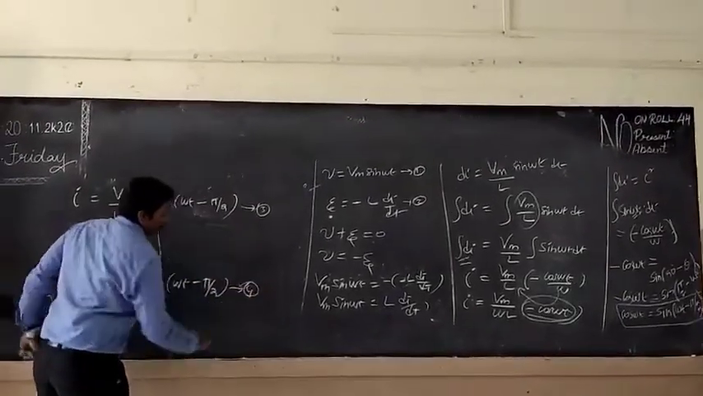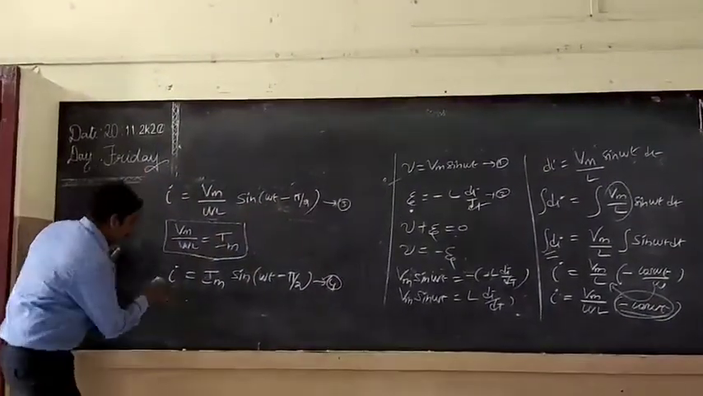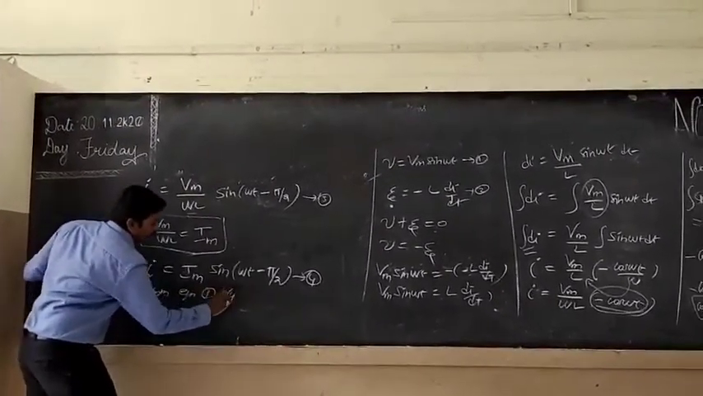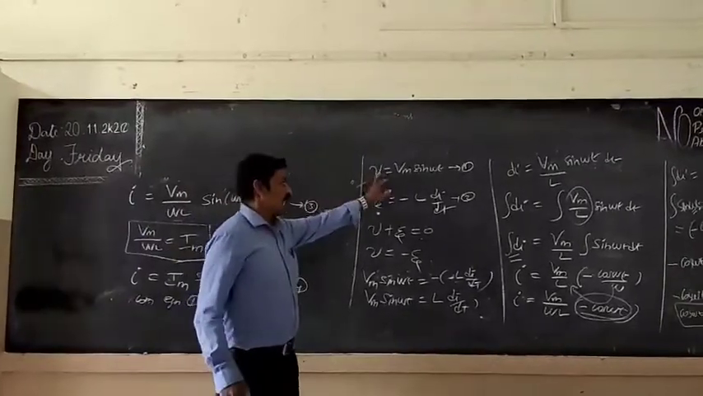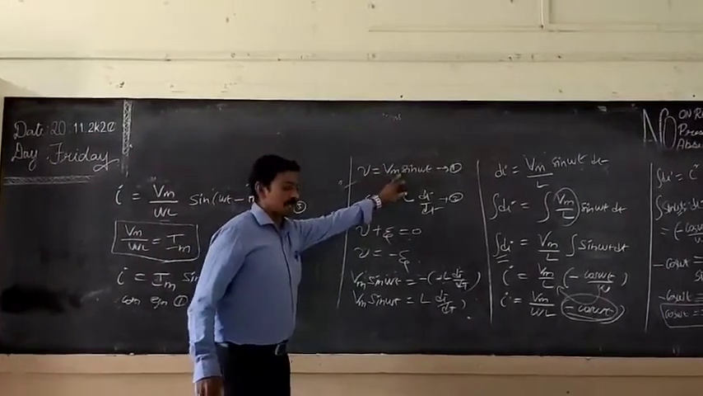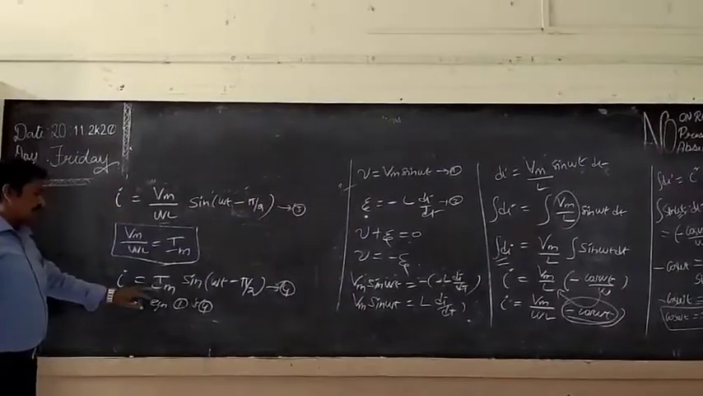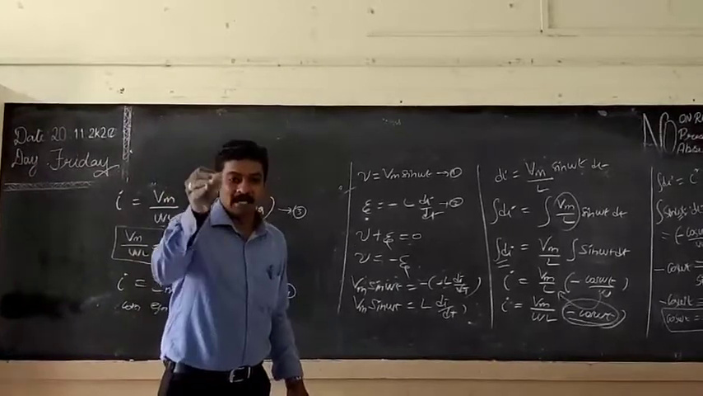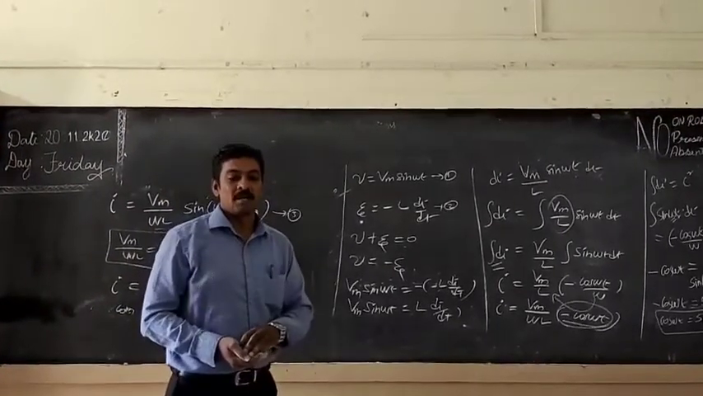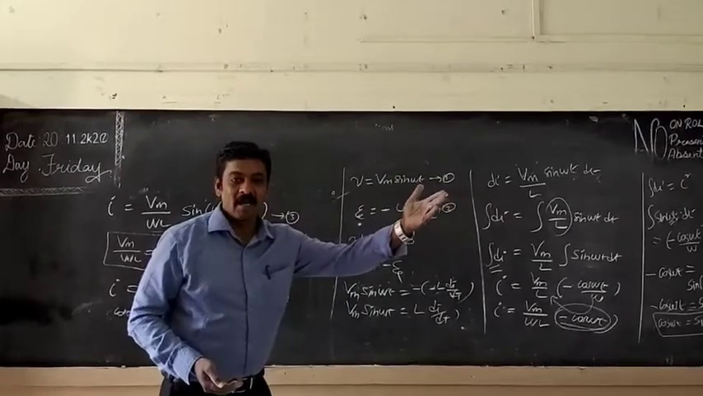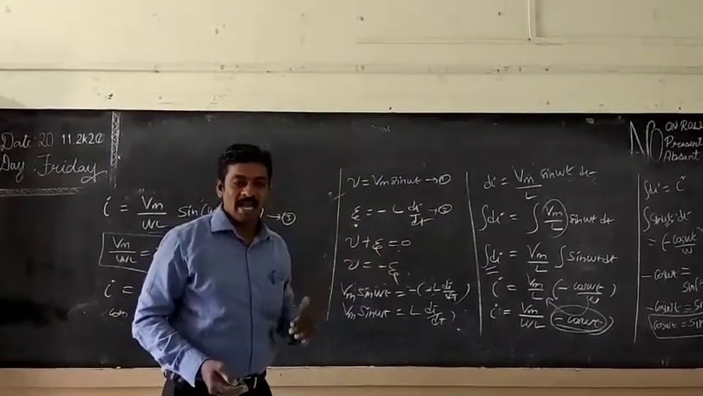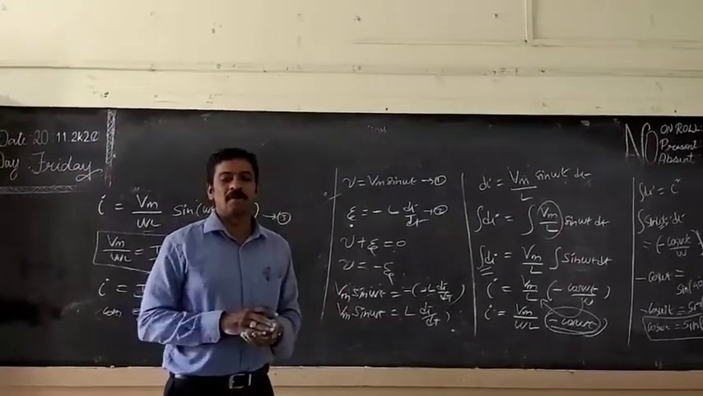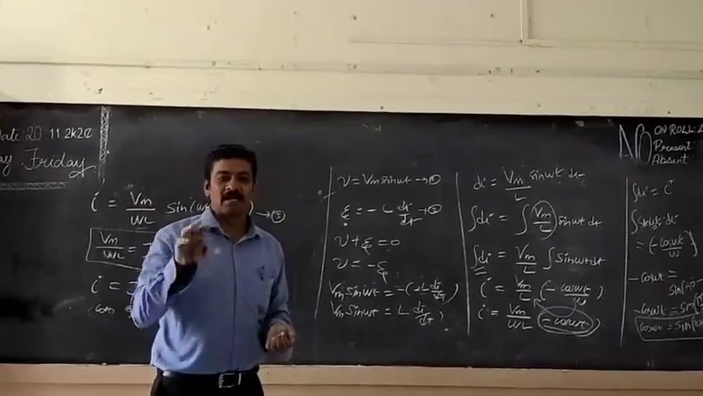Equation number 4. Now compare the equations 1 and 4. This is the voltage: applied voltage V is equal to Vm sin omega t. This is the current: I is equal to Im sin omega t minus pi by 2. When we apply the voltage in the inductor, voltage will be ahead by 90 degrees than the current, or current lags 90 degrees behind the voltage. This is the role of inductor when we connect the inductor in the AC circuit.